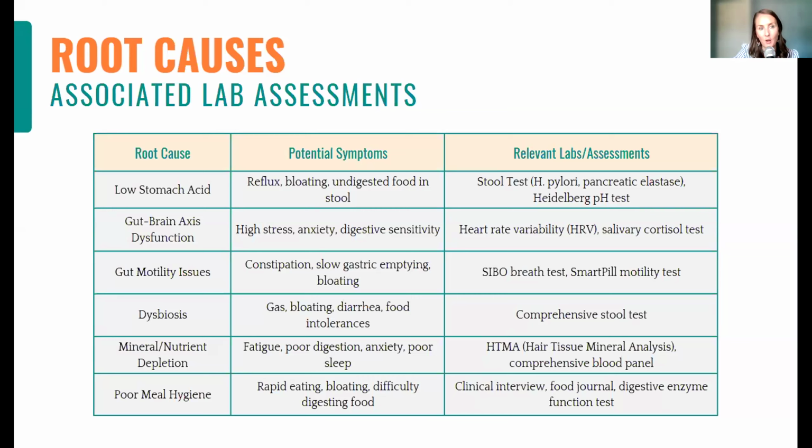You can look at this on a comprehensive stool test. With mineral and nutrient depletion, you might see somebody have fatigue, poor digestion, anxiety, poor sleep. You can look at a comprehensive blood panel. You can do alternative testing like HTMA testing. There's lots of ways to look at this.